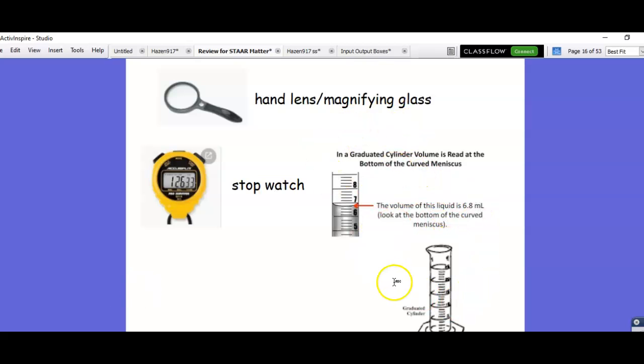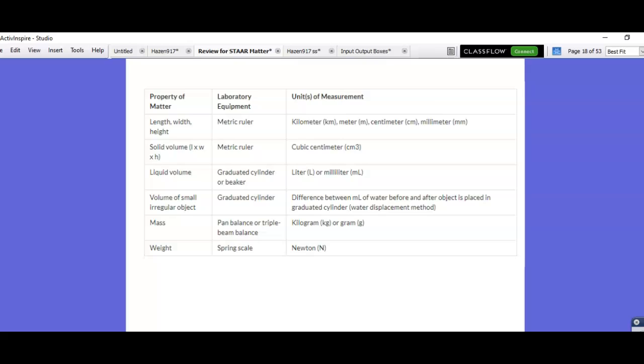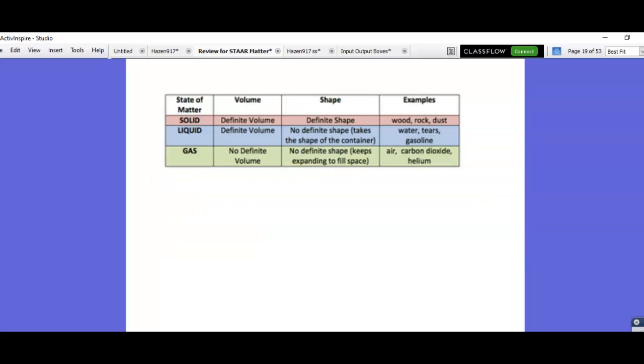Liquid helps to find the relative density. Shows another example here. But this is what we're going to get into: how different states of matter change based on introducing temperature.